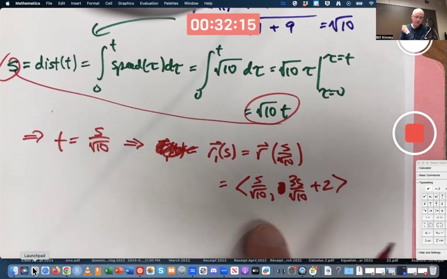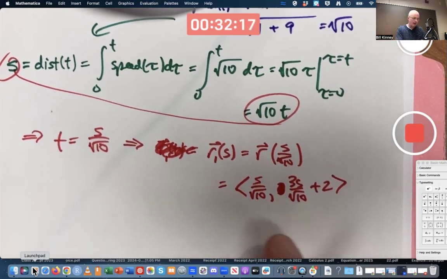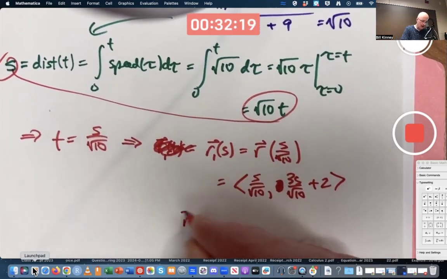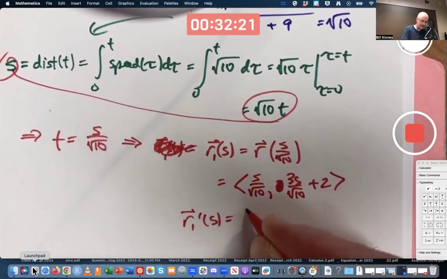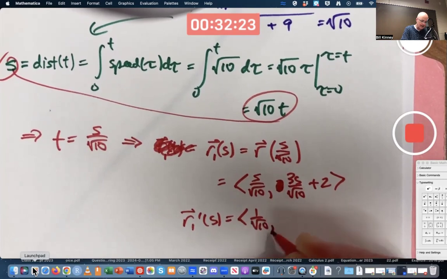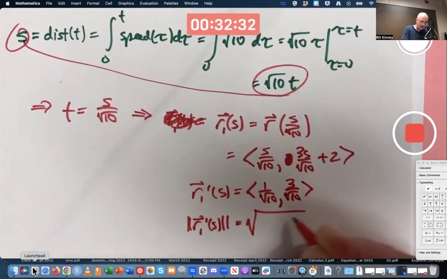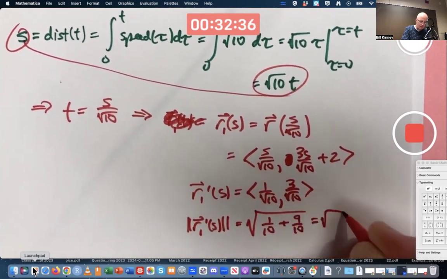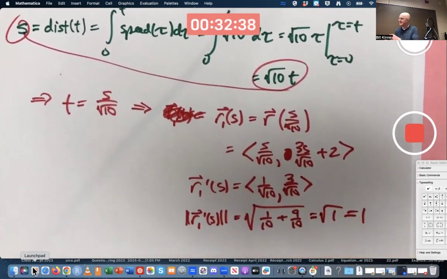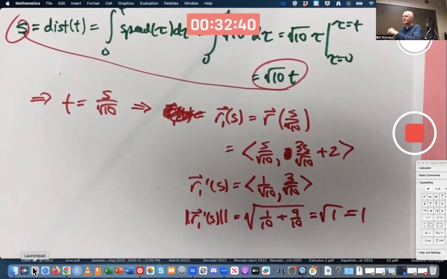The length of the derivative of this is 1. We can verify that. R1 prime of s is the constant vector, 1 over square root of 10, 3 over square root of 10. And its norm, or magnitude, is constant at 1. It's a unit speed parameterization, also called a parameterization by arc length.